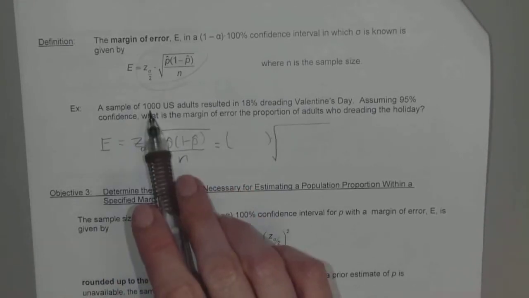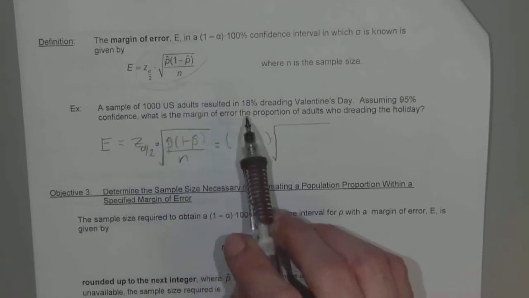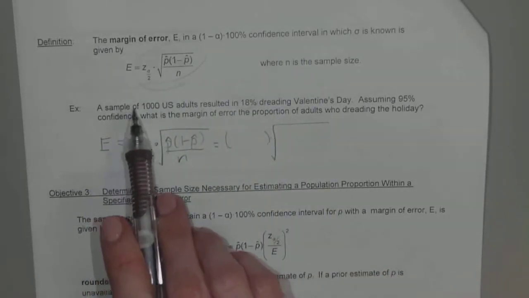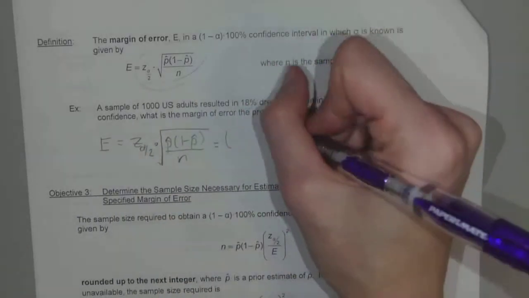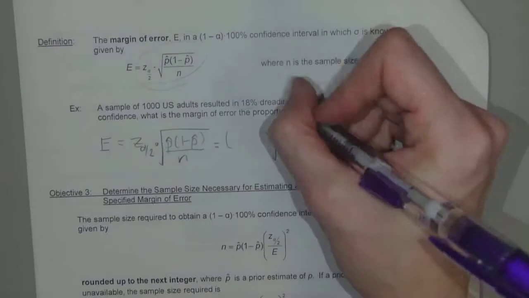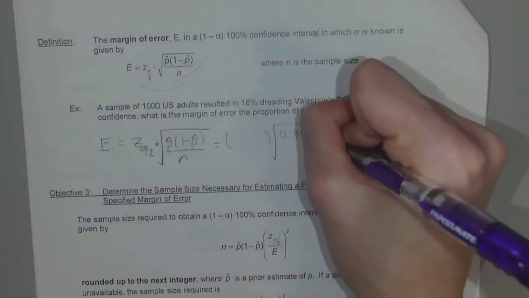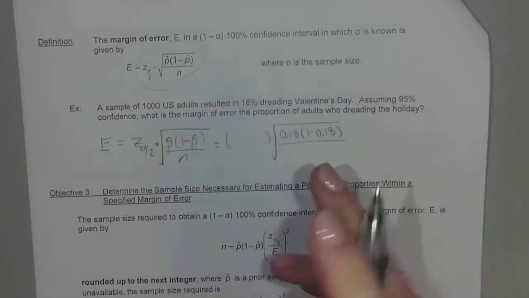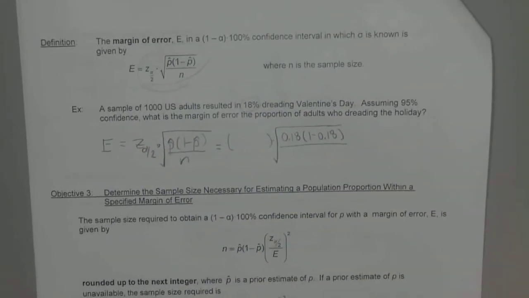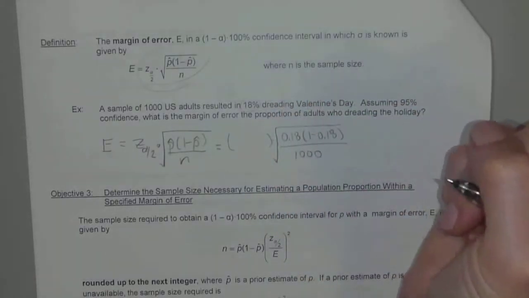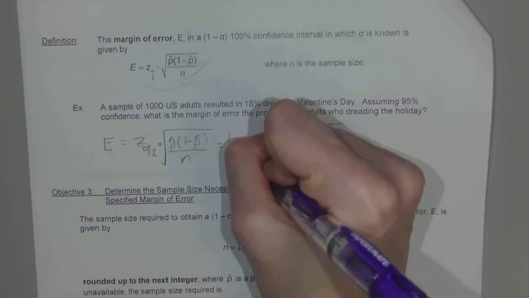When we went and asked our 1,000 adults, what was the percent? That is our P hat, okay? You sampled 1,000 and 18% said they dreaded it, so that is 0.18. So up here we'll do 0.18 and we'll do 1 minus 0.18. And then how many total did we ask? 1,000. All right, so who do we not have yet?